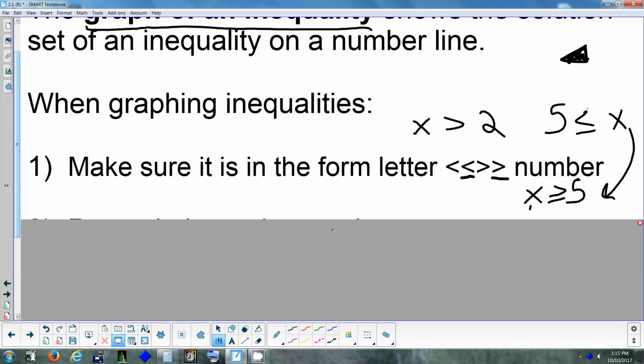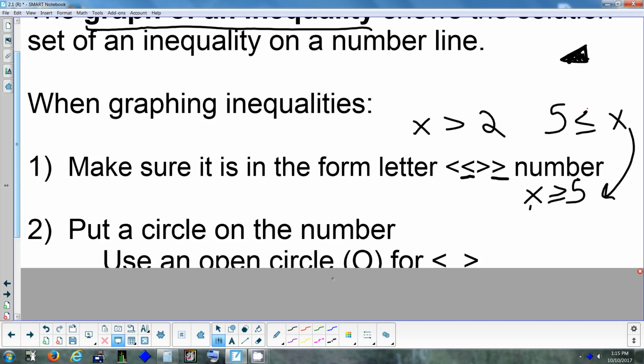Right? It's a lot easier to graph it this way. Then we put a circle on the number. So we're going to give you a number line. Whatever number is given, all right? So say I was looking at this inequality. Connor, I'm looking at that inequality, I want to graph it. What number should I be looking at on the number line?